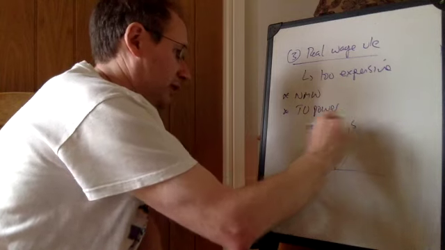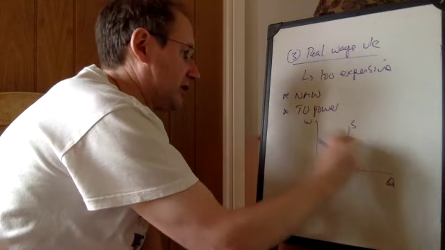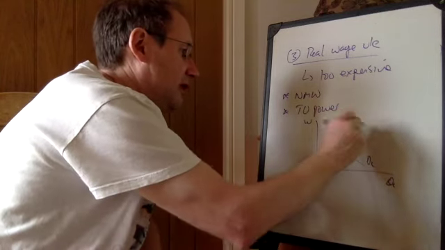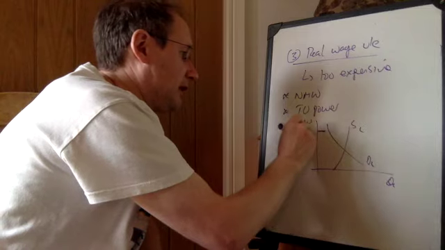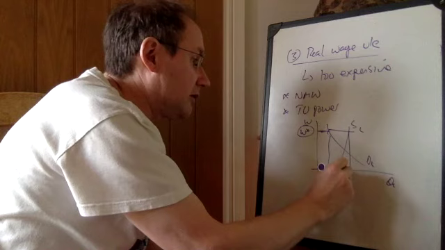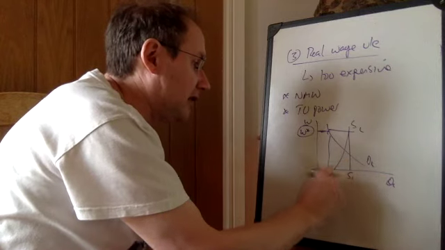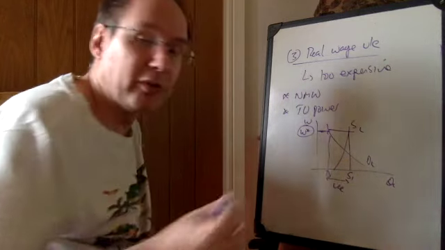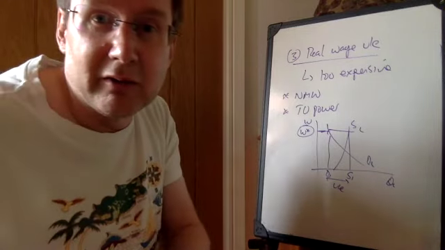So we end up with a situation where, if that's wages and that's the quantity of labour, for some reason wages are held up here at W star, and then supply is at S1, demand is at D1, and therefore we have unemployment. So those are your main causes.